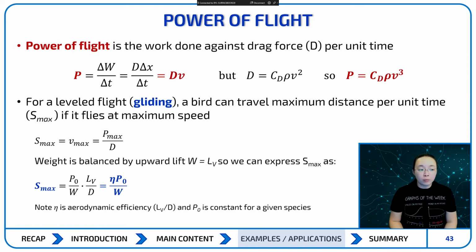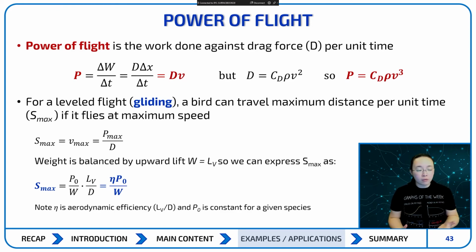Now we take a look at a couple more terms. For level flight, and level flight means gliding, a bird can travel some maximum distance per unit time, and that maximum distance is called S-max, especially if it flies at maximum speed. So we consider S-max to be its maximum velocity, which we call Vmax. And when it achieves maximum velocity, it will have a maximum power of flight. So we have P max over D.